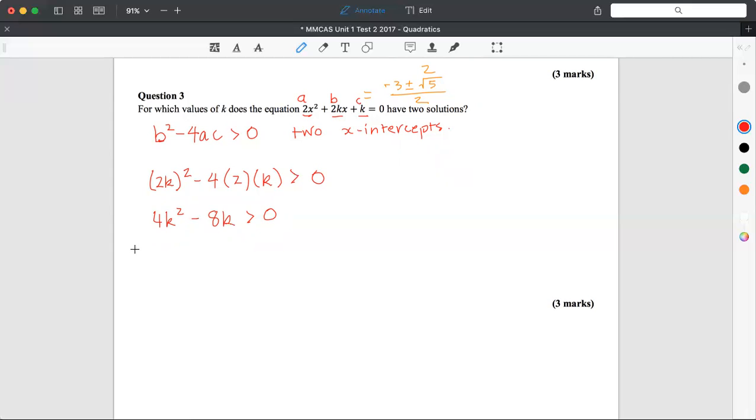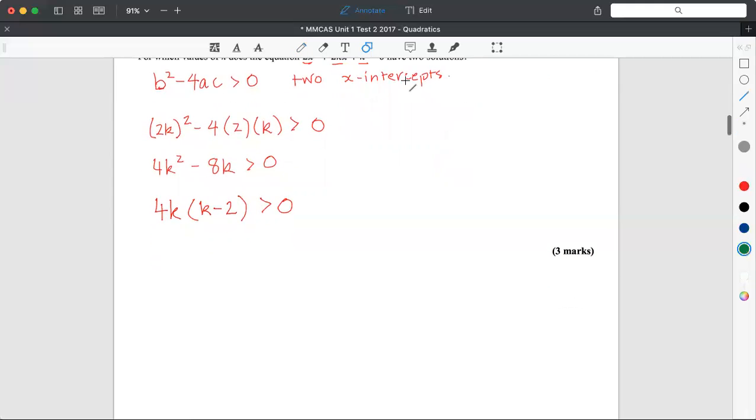And what we can do to factorize it is look at it and put it in intercept form. We can say 4k is a common factor, and we're going to be left with k minus 2, and that's going to be it. And that all has to be greater than 0. All right, so just as we did before, we just need to sketch the graph. So let's do that.